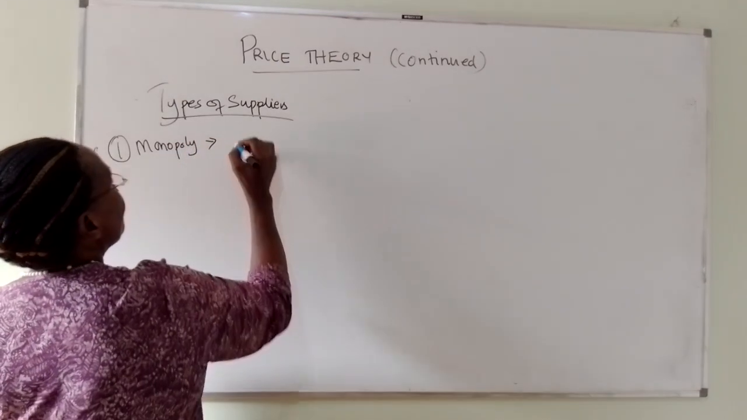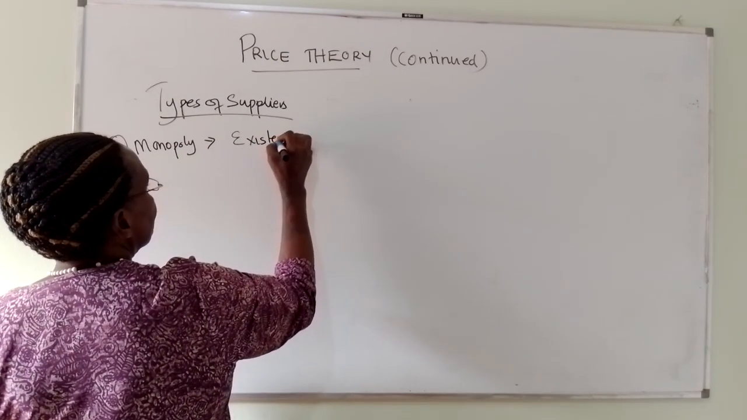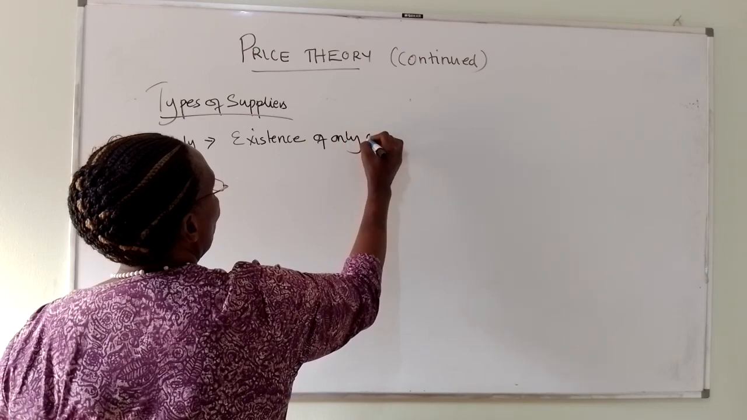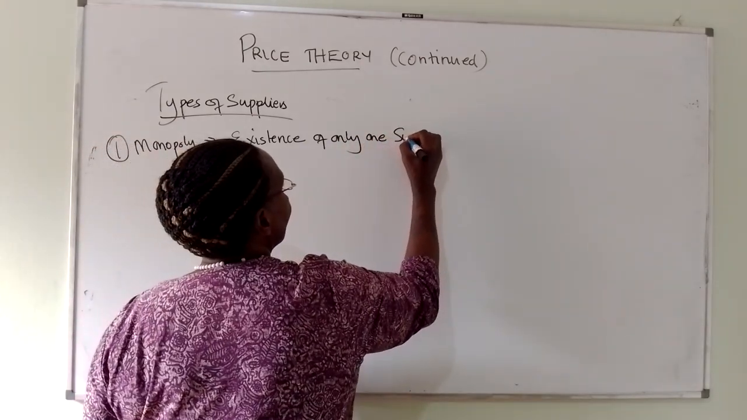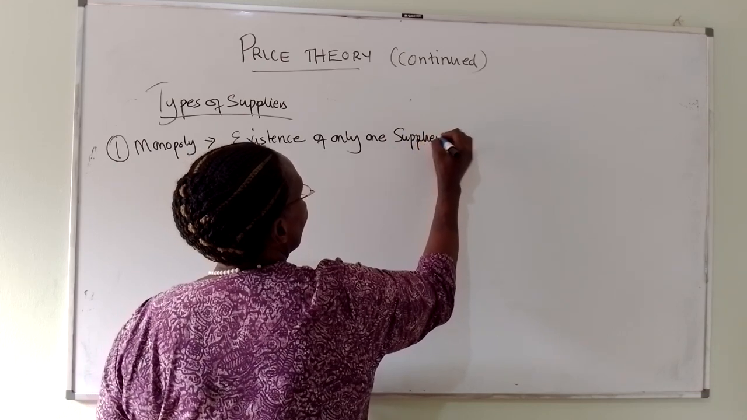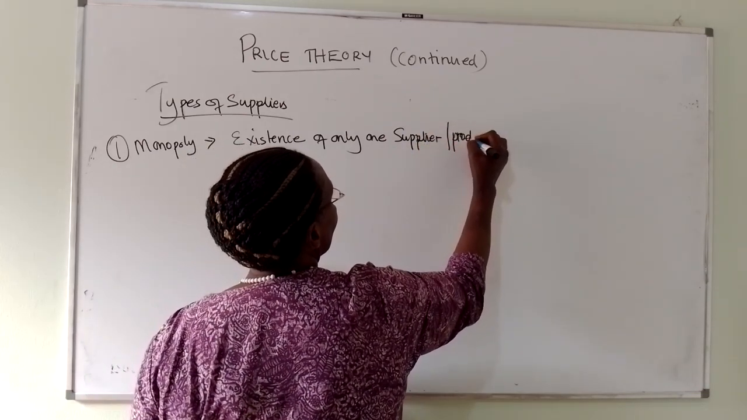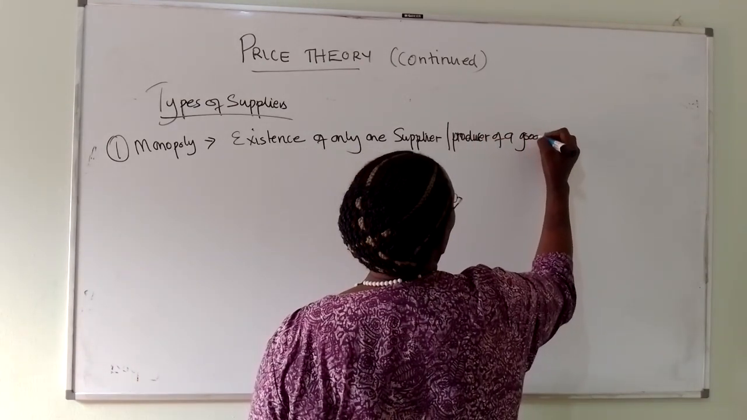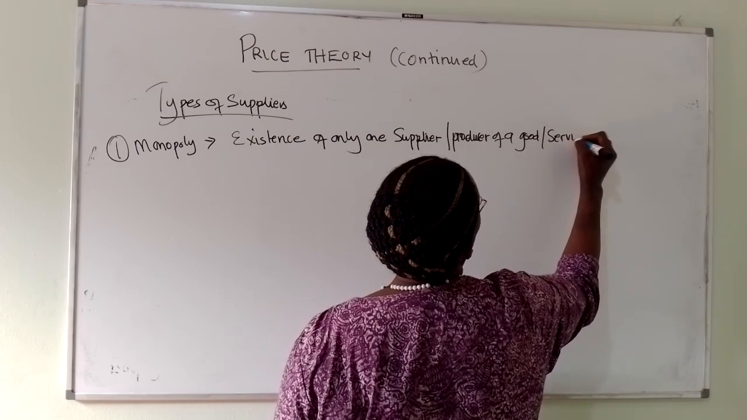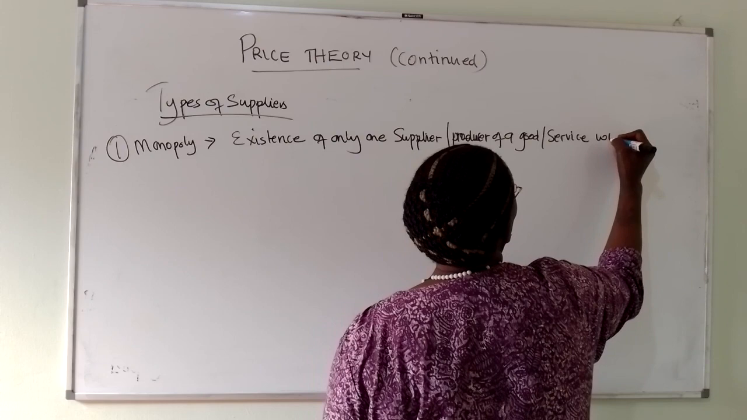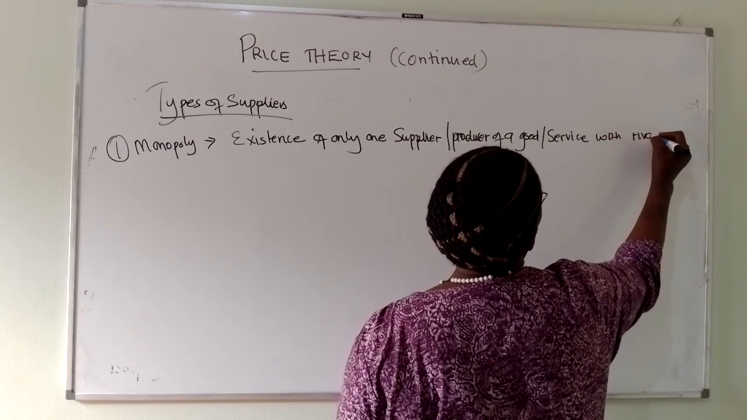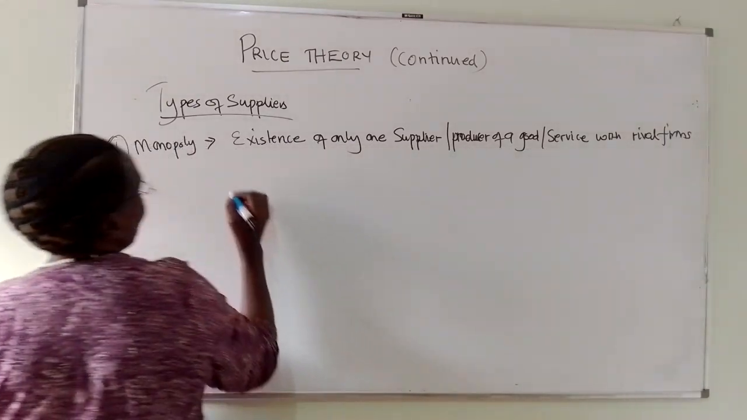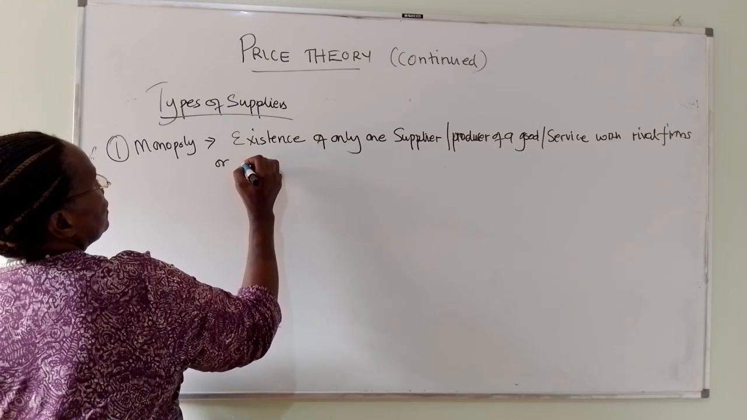This is a situation where we have the existence of only one supplier or producer of a good or service with no rival firms or substitutes.